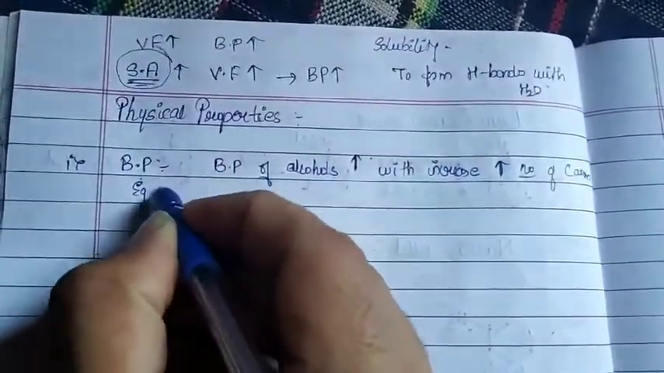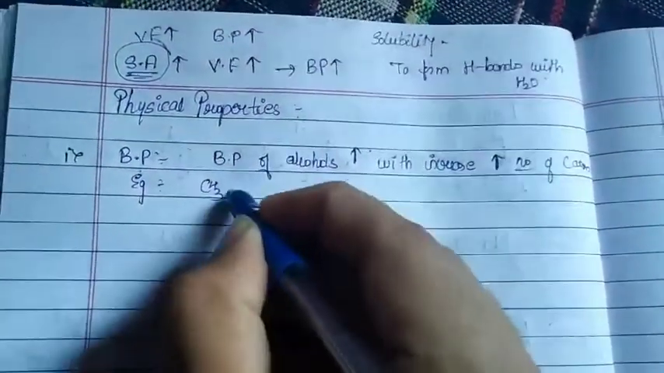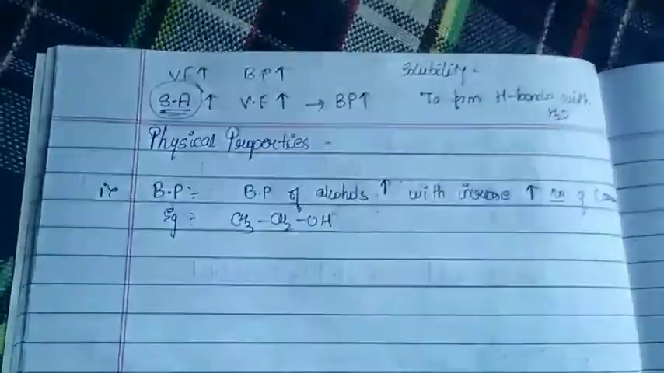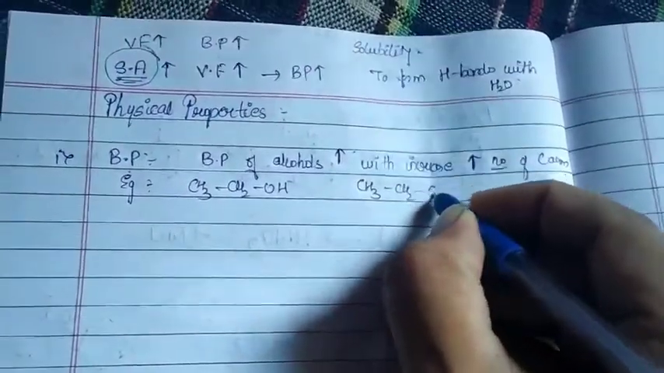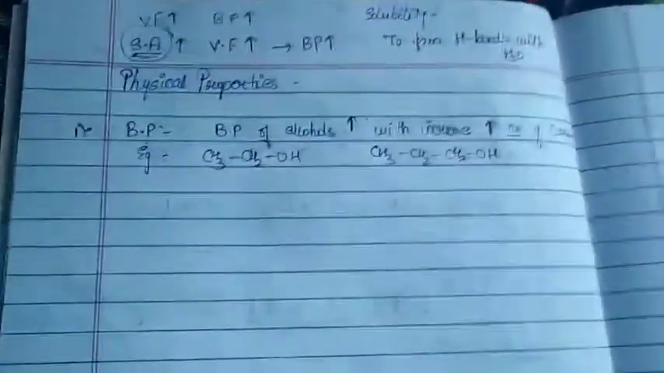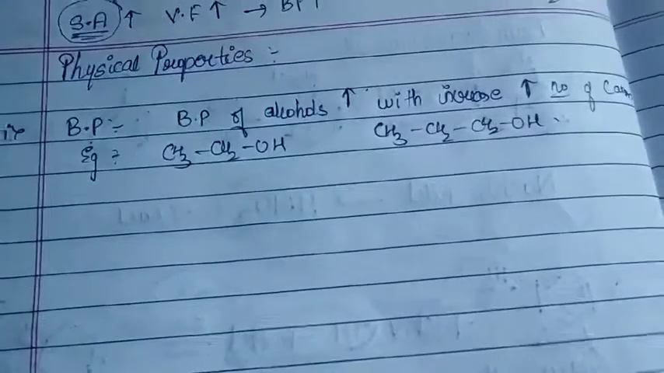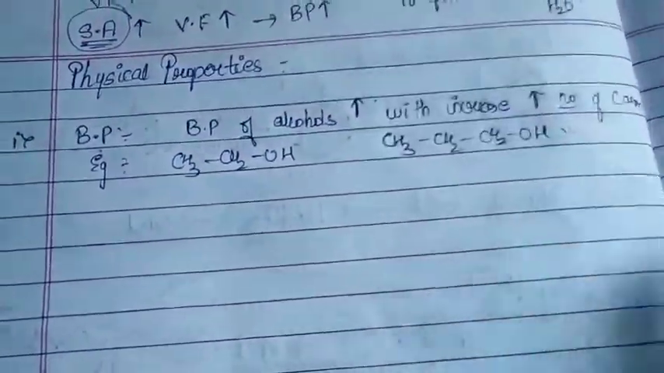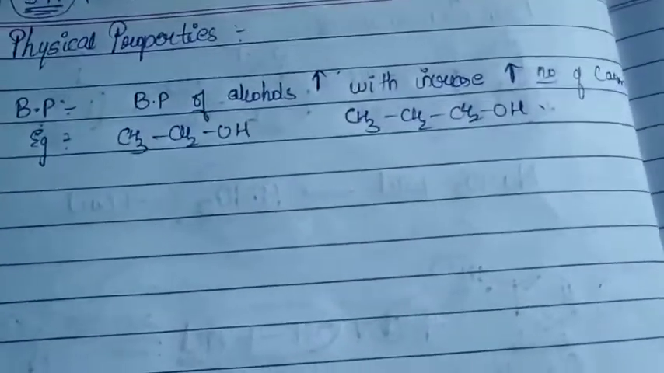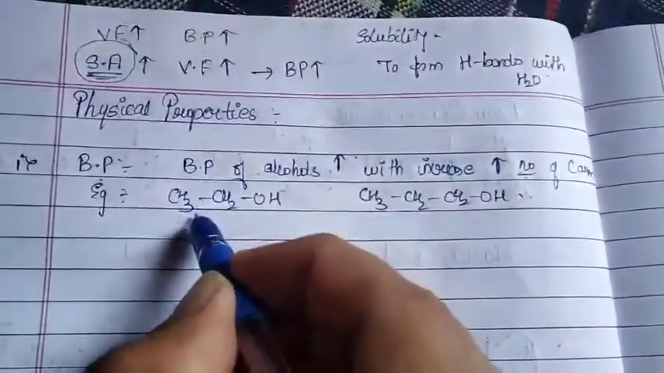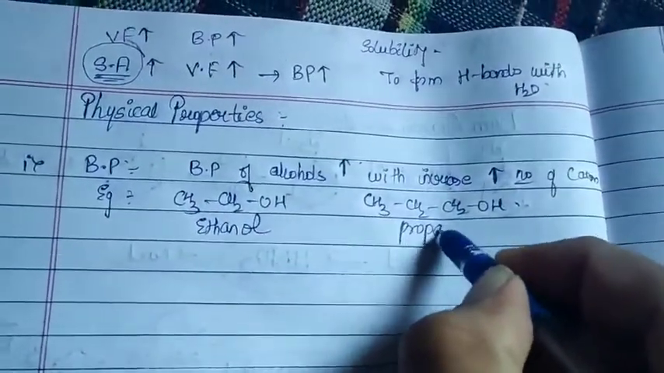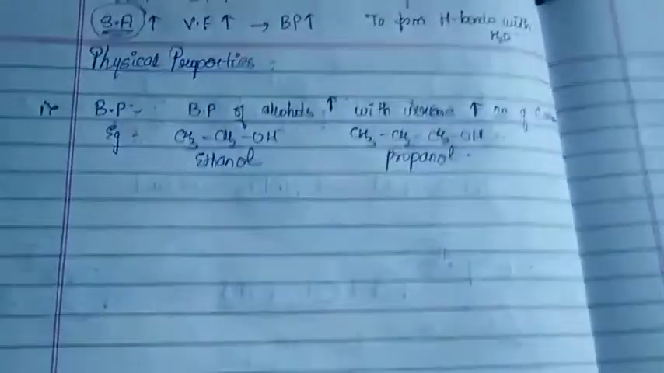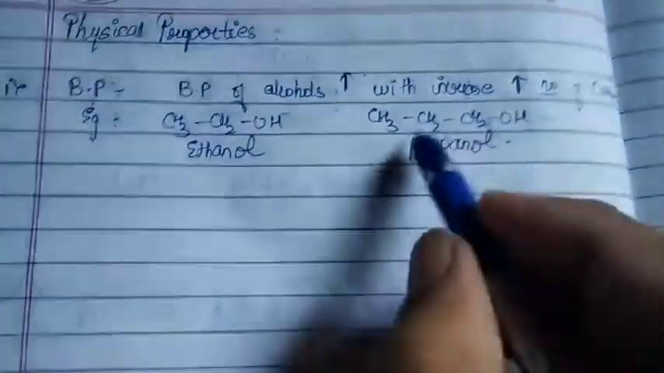For example, if you are having ethanol, CH3CH2OH, on one side, and in the other case CH3CH2CH2OH. Now if the question is asked, among ethanol and propanol, which will have the higher boiling point, what will be your answer? I repeat, among your ethanol and propanol, which one will have the higher boiling point? Of course, the answer is propanol.